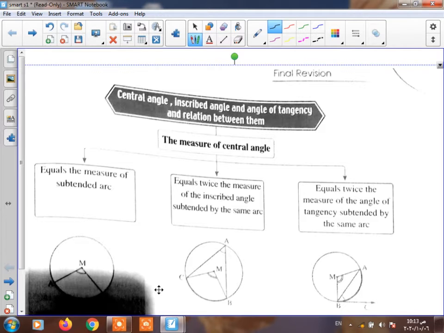Good morning, Senior 1. We are going to start talking about some previous lessons from Middle 3 to complete our lessons for Senior 1. First of all, we studied the circle and we are going to revise the central angle, inscribed angle, angle of tangency and the relation between them.